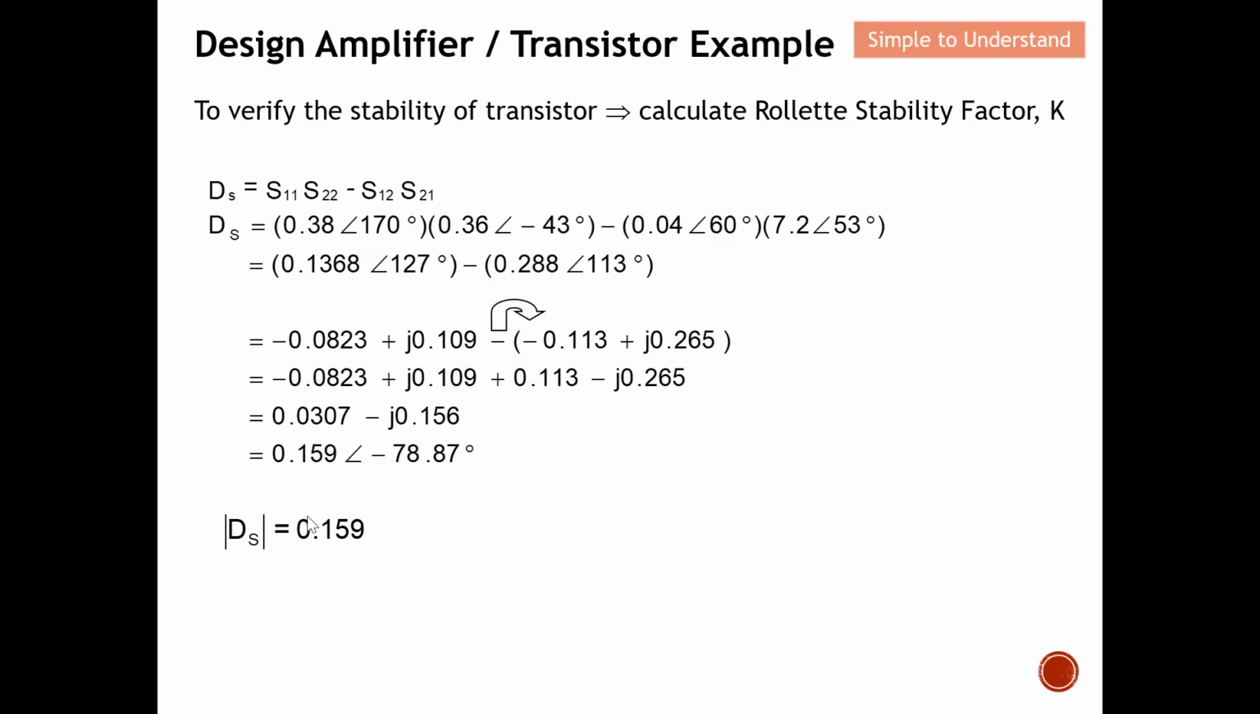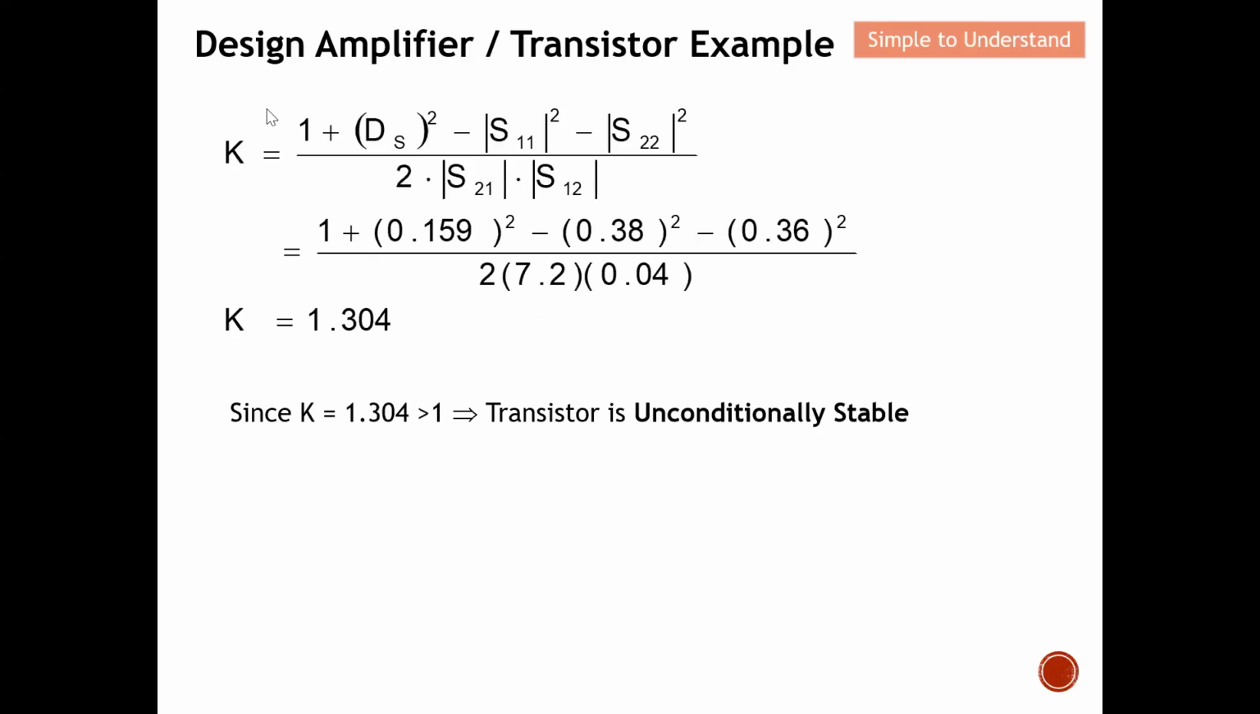With this, we are ready to calculate the Rollett stability factor. Again, this is the formula. This Δs I calculated earlier on is 0.159. I calculate, and basically I have this value here. Since K equals 1.304, which is more than 1, the transistor is unconditionally stable. So they will remain stable. Let's finish this task here.